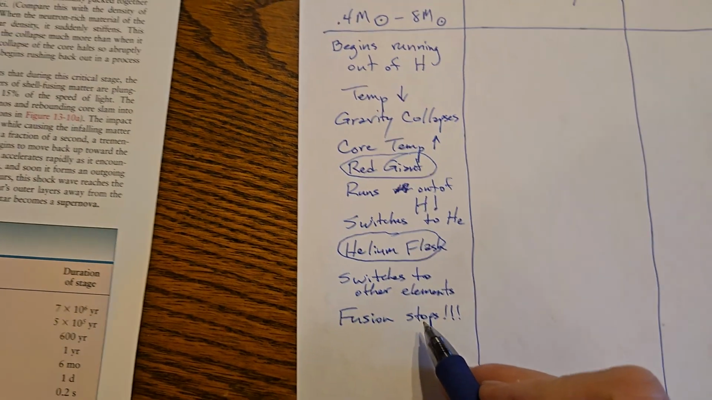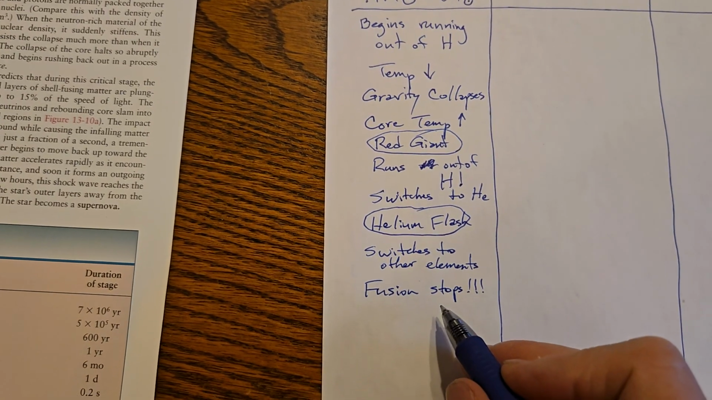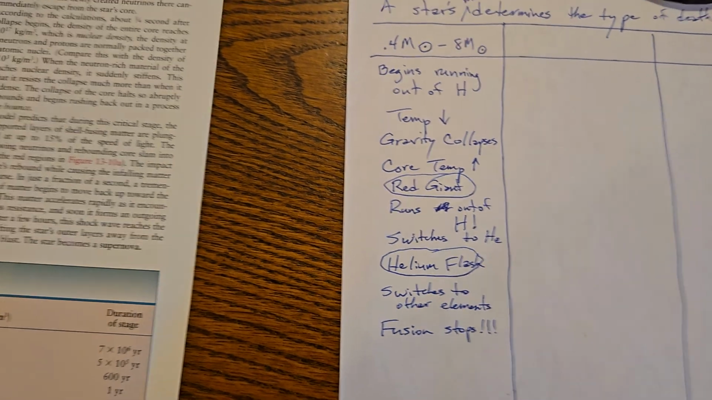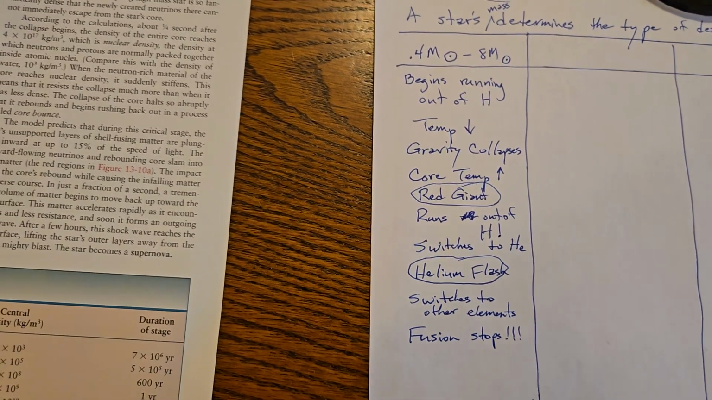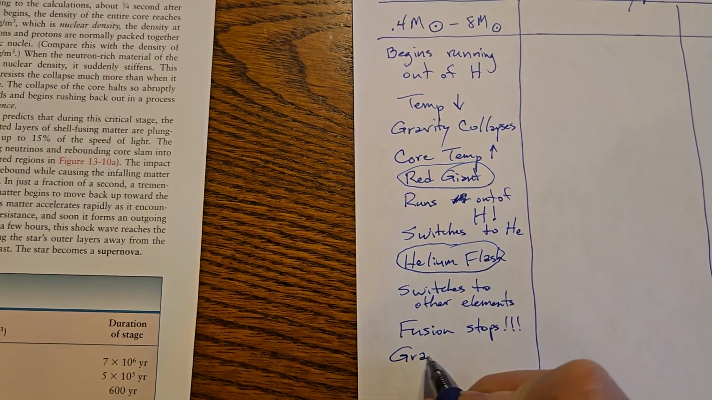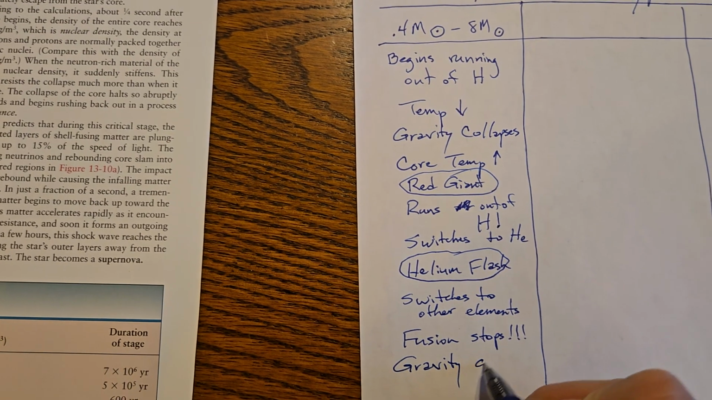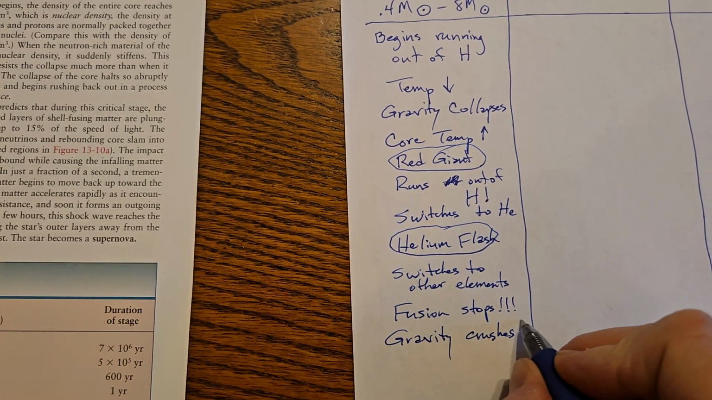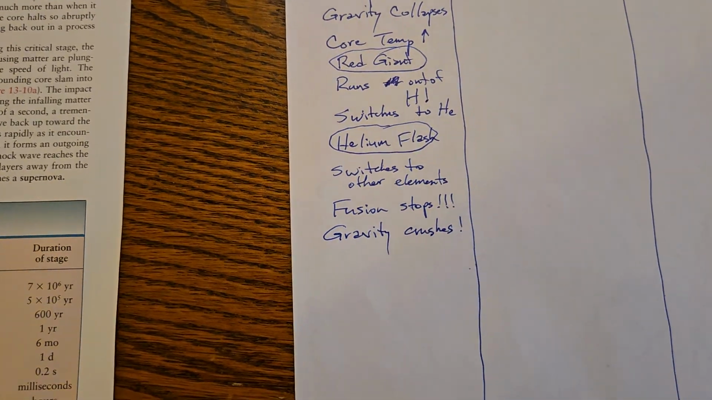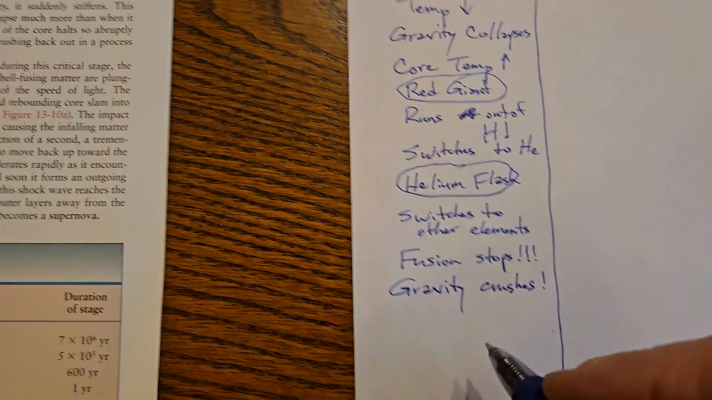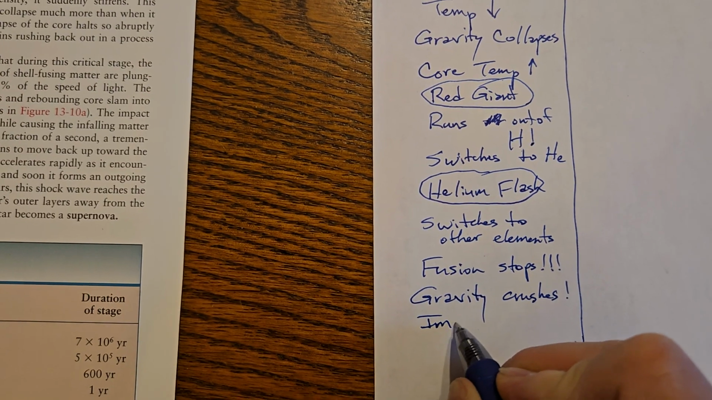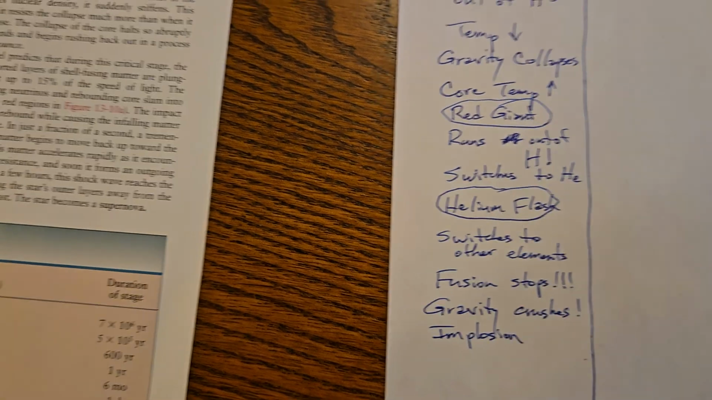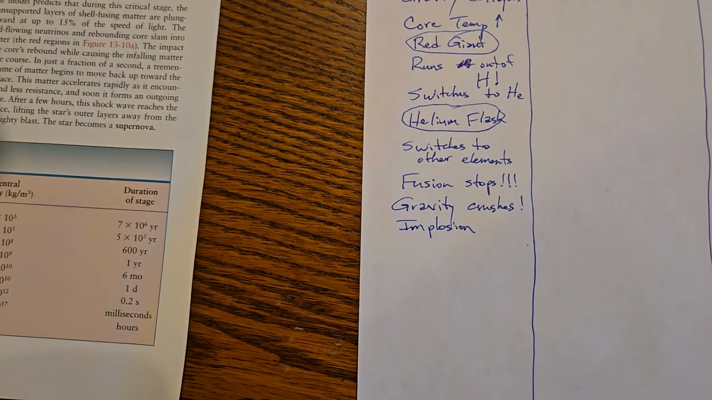Now, the inside forces pushing out have suddenly stopped. And gravity thinks, I've got you now, and crushes the star. Gravity crushes. This is going to be very violent. Okay? The opposite of an explosion is an implosion. And that's what we just have happen now. This massive red giant star implodes.